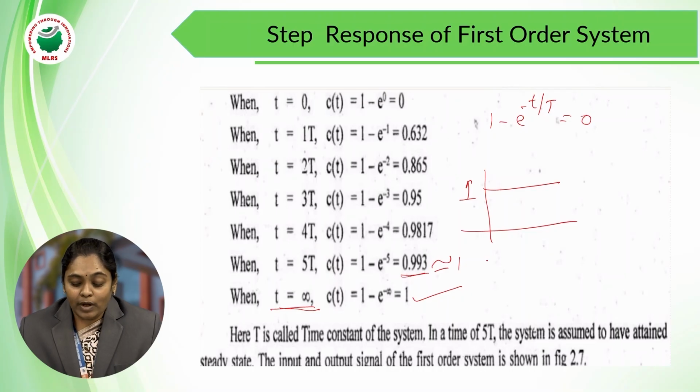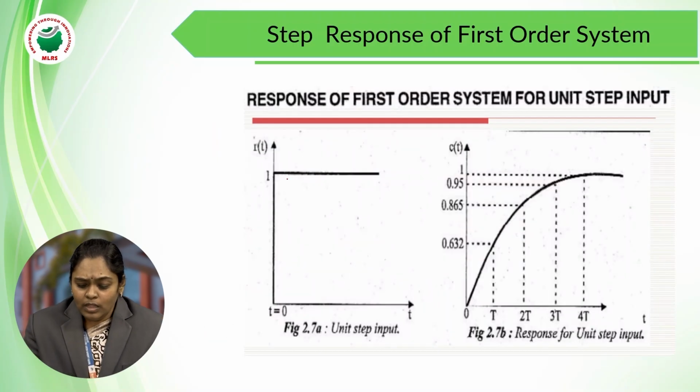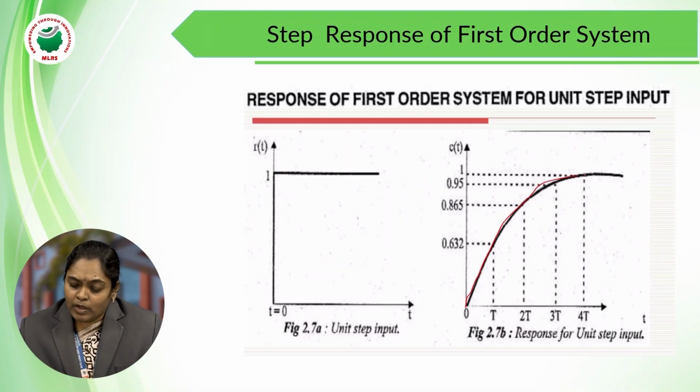It means it will take 5 time constants for the output to reach the final value of 1. So the input assumed is a unit step input, and the time taken to reach the maximum value of 1 is 5T. So this is the response of a first order system for a unit step.